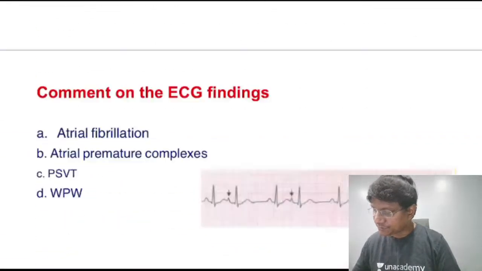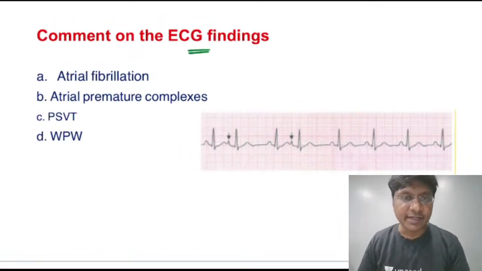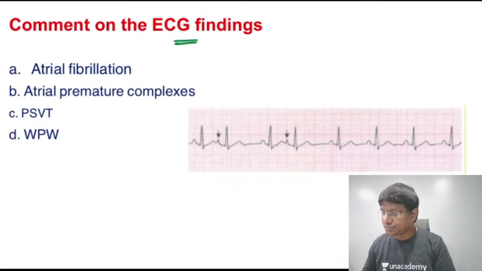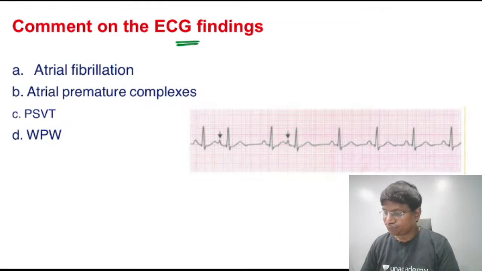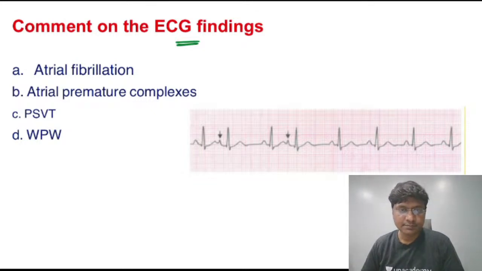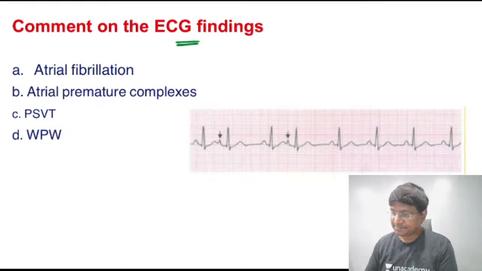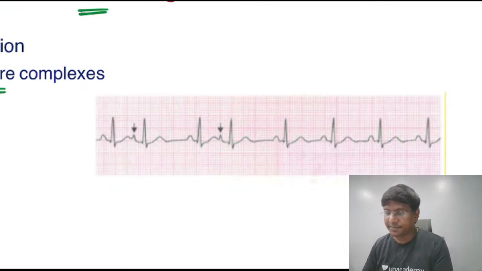Next question. Please comment on the ECG findings of the patient. Atrial fibrillation, atrial premature contracture, paroxysmal supraventricular tachycardia, WPW syndrome. What exactly would be the diagnosis in this patient? No, this is not the WPW syndrome. It is the ECG of a simple atrial premature contracture.